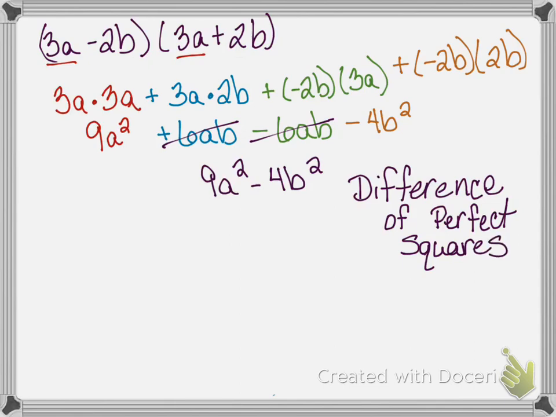Now, when you look at 3a minus 2b and 3a plus 2b, you don't have to look at that and say, oh, those are conjugates. That's what they're called, conjugates. That's the difference of perfect squares. You don't have to be able to look at that and tell me that. However, next week when we do factoring, you are going to have to be able to look at 9a squared minus 4b squared and work backwards to get the factors. Okay? Questions? Any questions?